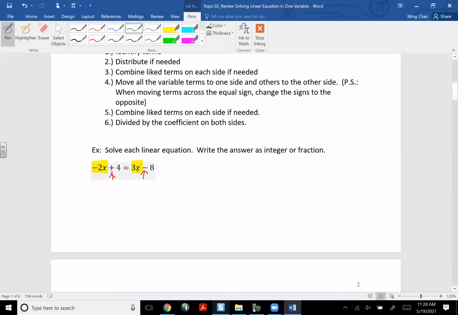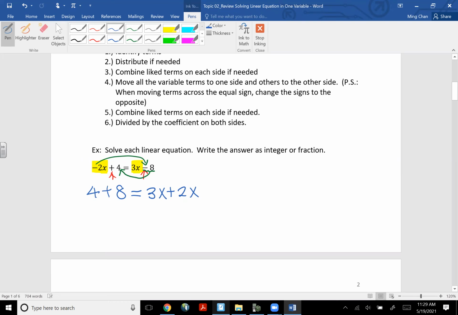So all I'm going to do, 3x is bigger than negative 2x, so I'm going to pick up my negative 2x and move over to the right. At the same time, I'm going to move negative 8 over to the left side. So the equal sign stays in the middle, right? 3x on the right, still 3x. Negative 2x moves over to the right side, becomes positive. On the left side, I still have my positive 4 there. When the negative 8 moves over to the left side, it should become positive.